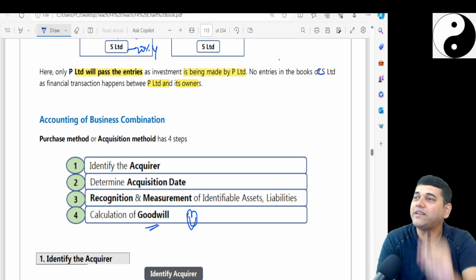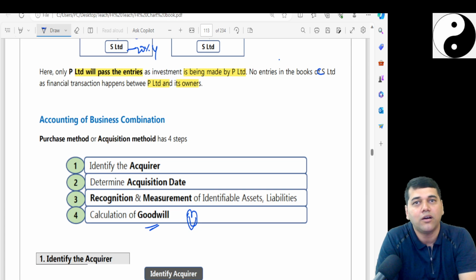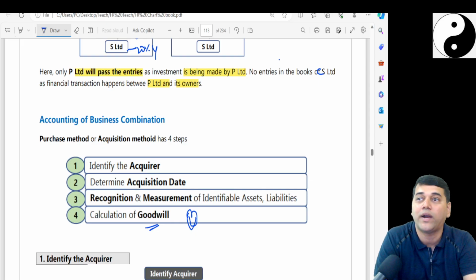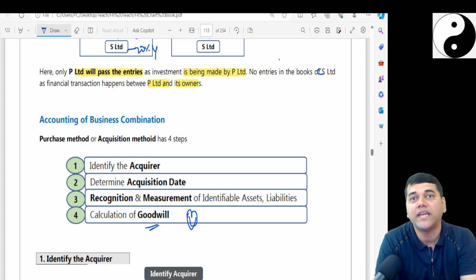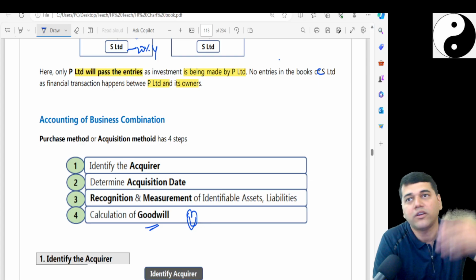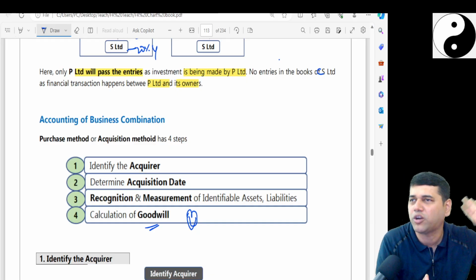Once upon a time, it was very simple in the accounting standard. But today, people are trying to fool all around, manipulate. That's why the standard first says, find out who is the acquirer. Why? Because your accounting depends upon the acquirer. First thing, it is already a business combination. Again, we will not talk about assets and all.